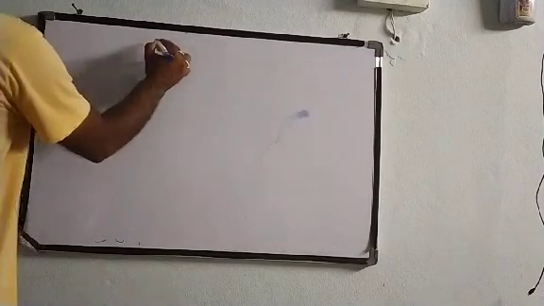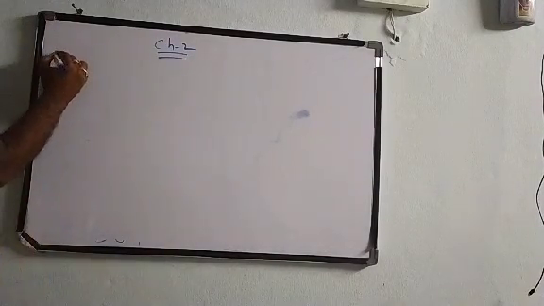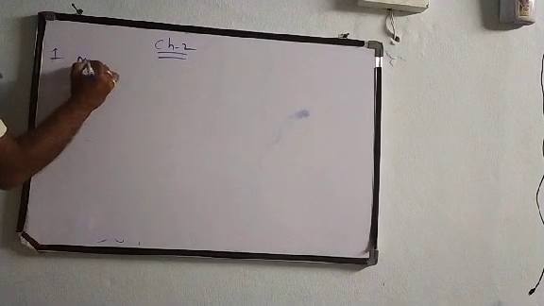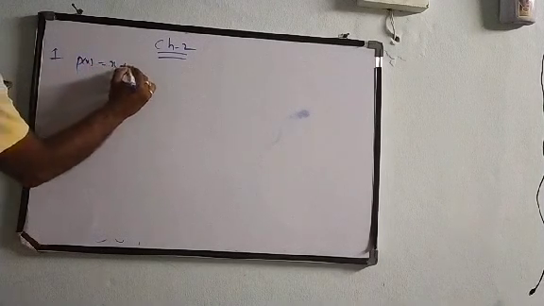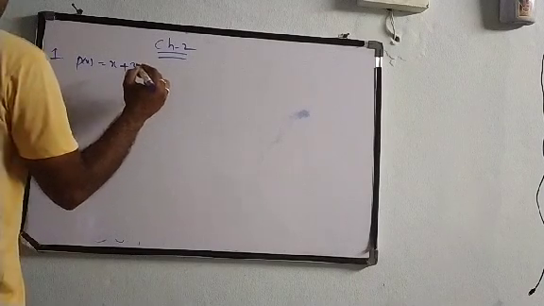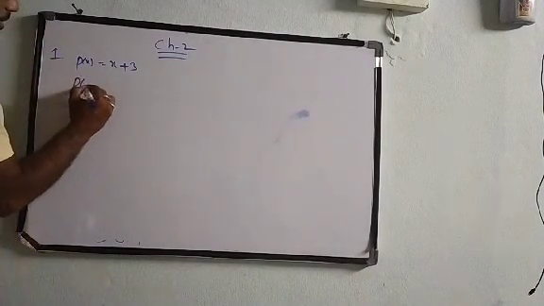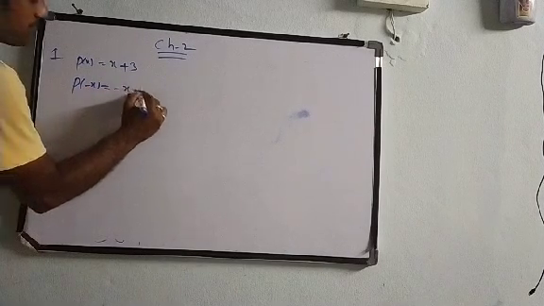Yeah, today we are going to see chapter 2, the test paper that I have discussed. The first question is P of x is equal to x plus 3. So we need to find P of x and P of minus x, and the addition of P of x and P of minus x. So P of minus x will become minus x plus 3.